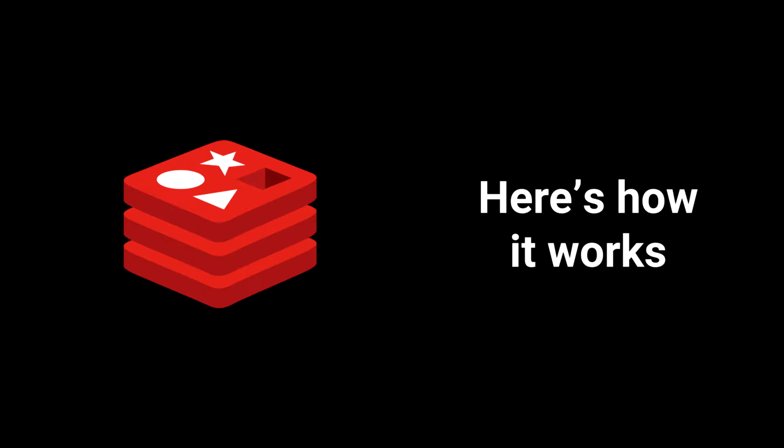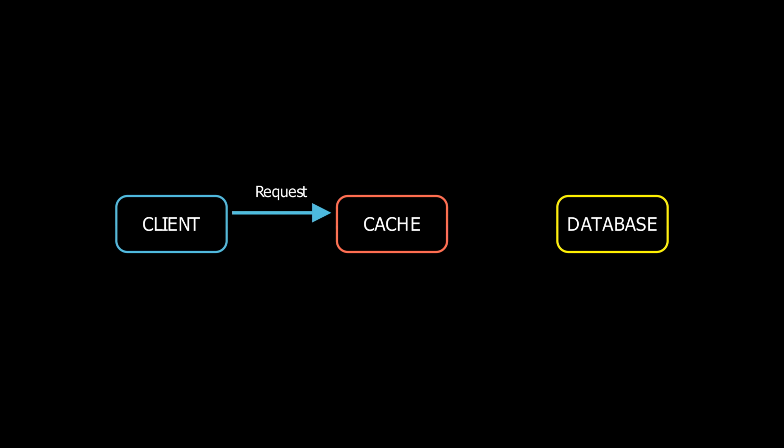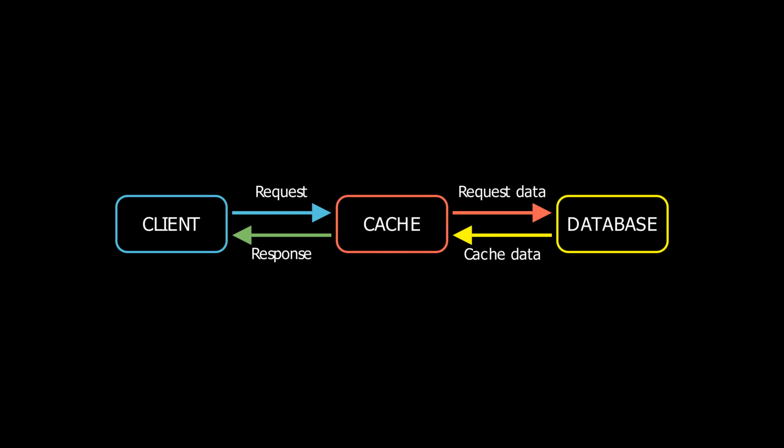Here's how it works. First, the client checks the Redis cache to see if the data is already available. If the data is found in Redis, it's returned immediately without querying the database. If the data is not found, the request is forwarded to the database. The data retrieved from the database is stored in Redis for future requests. Then the requested data is sent back to the client. This approach greatly improves performance and reduces database queries. Now let's see how to set up this in Spring Boot.